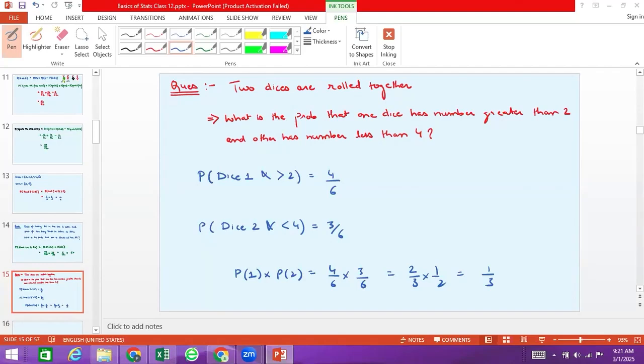So the first, 4 by 6. How is it right? So in total, there are 6 events which can happen on a dice, right? So in total, 6 events are there. And now, how many are greater than 2? These 4. So probability will be total number of favorable outcomes 4 divided by total number of outcomes 6. Okay. Thank you.